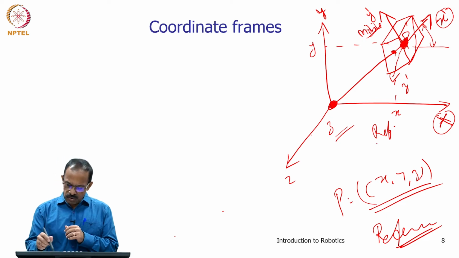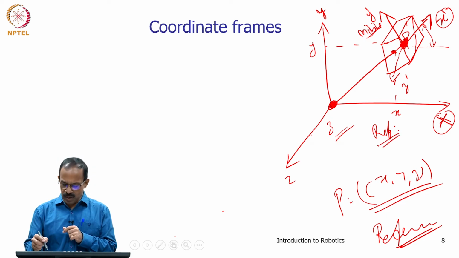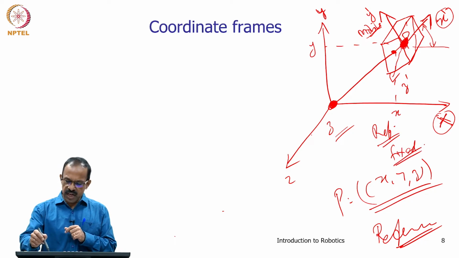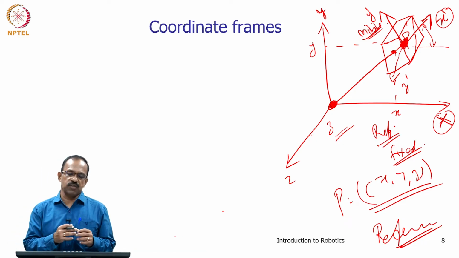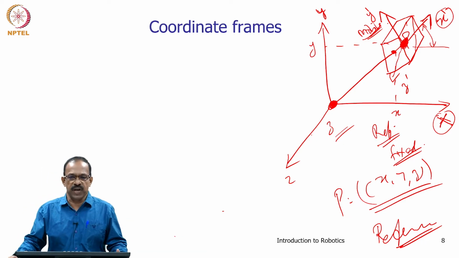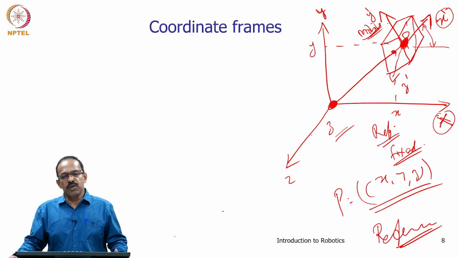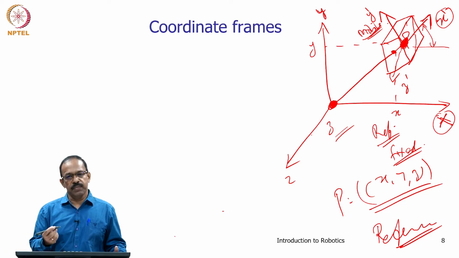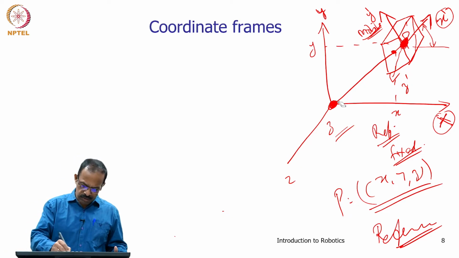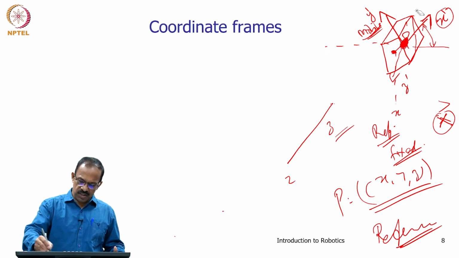Now, the frame which is used as a reference is normally referred to as a fixed frame, and the frame which is attached to the body is known as a mobile frame. So, we have a fixed coordinate frame with respect to which the position can be defined, and the orientation of the mobile frame with respect to the fixed frame can be used to represent the orientation of the object. That is the way we can represent the position and orientation of objects in space.